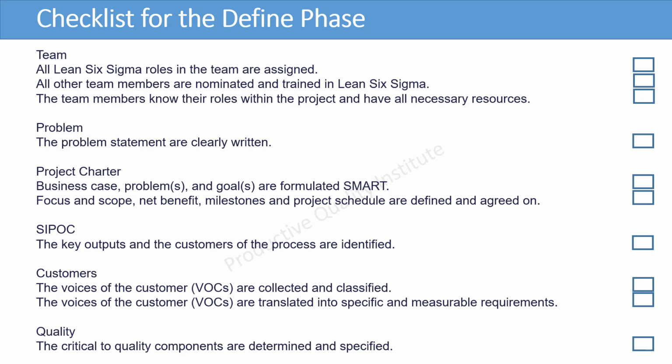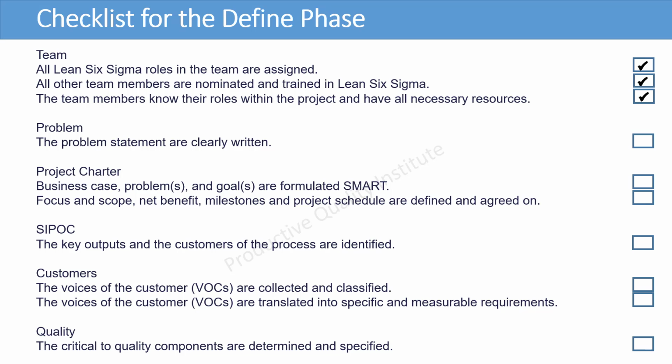Now, we will perform a checklist for the define phase. In case of an unmarked point from your point of view, please replay the 2 lectures of the define phase, check the course materials, watch the instructional videos, check the templates, and perform the activities. We will perform the checklist for the following. For team: all Lean Six Sigma roles in the team are assigned. All other team members are nominated and trained in Lean Six Sigma. The team members know their roles within the project and have all necessary resources.